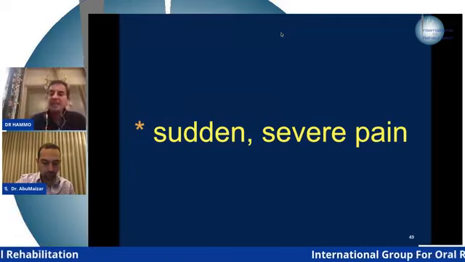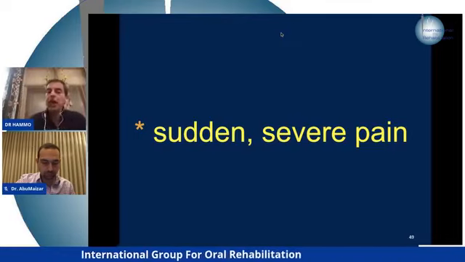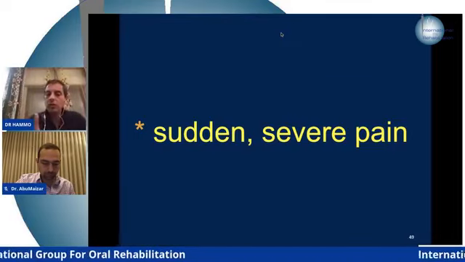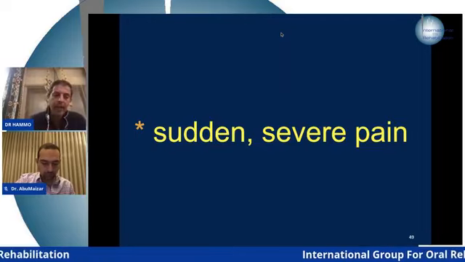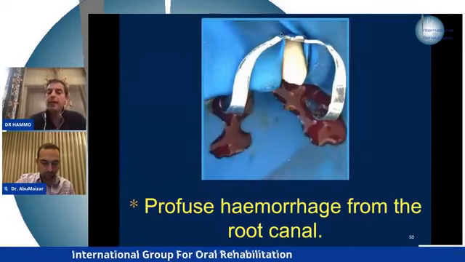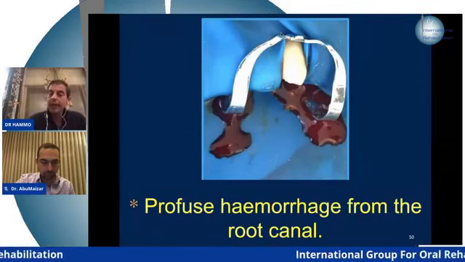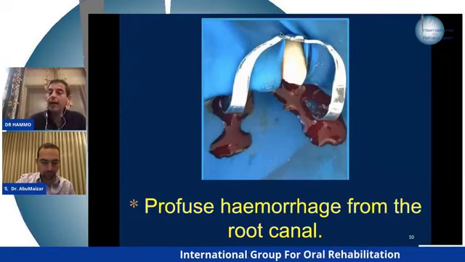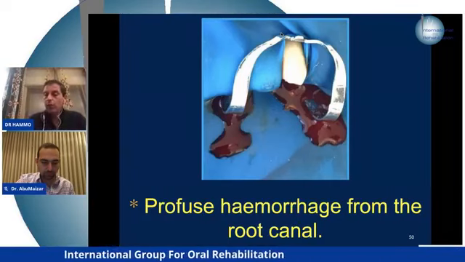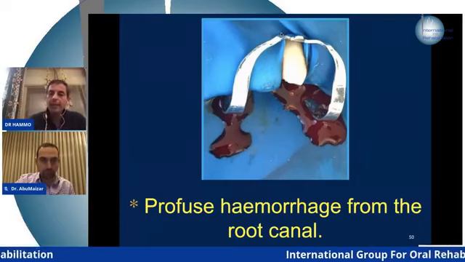First, sudden severe pain. So your patient might shout while you are irrigating. So the severe or acute pain is the first sign. Second, profuse hemorrhage from the root canal. So a lot of bleeding is coming from the canal all of a sudden. When you see such bleeding, you know you made an accident.